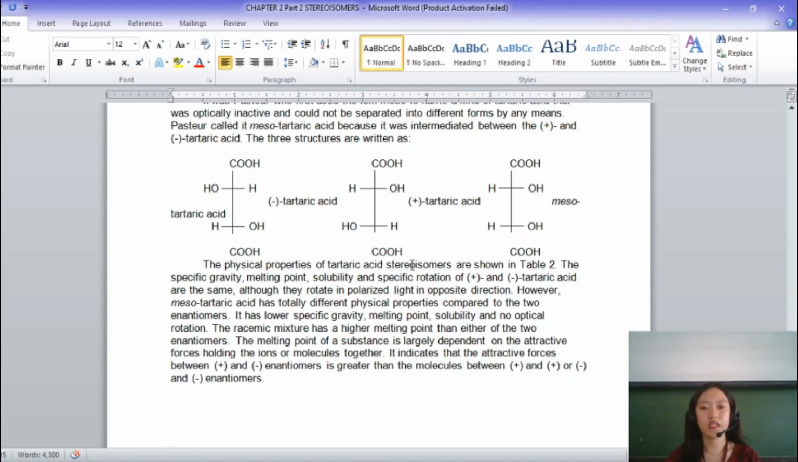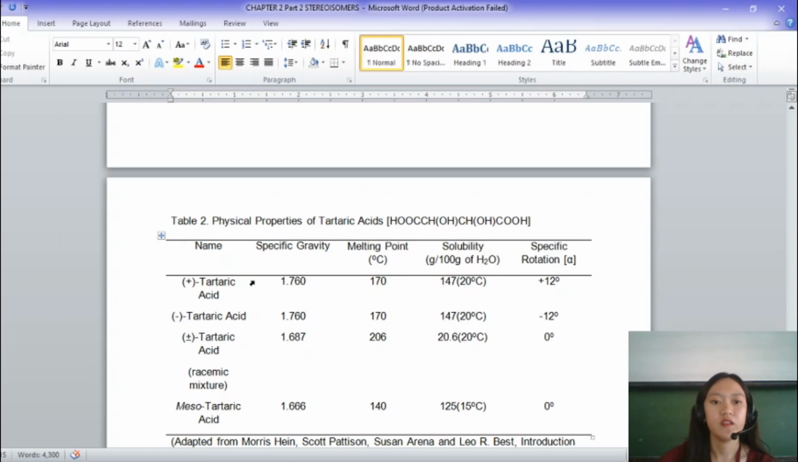Physical properties of tartaric acid stereoisomers are shown in table 2. The specific gravity, melting point, solubility, and specific rotation of your positive and negative tartaric acid are the same. So, magkakapareho. So, tingnan dito. Okay, so tartaric acid, pareho lang ang values nila for specific gravity, melting point, and solubility. Nagkakaiba lang sila sa specific rotation because the positive has a positive 12 degree value while the negative has negative 12 degree, because they differ in the direction of rotation.